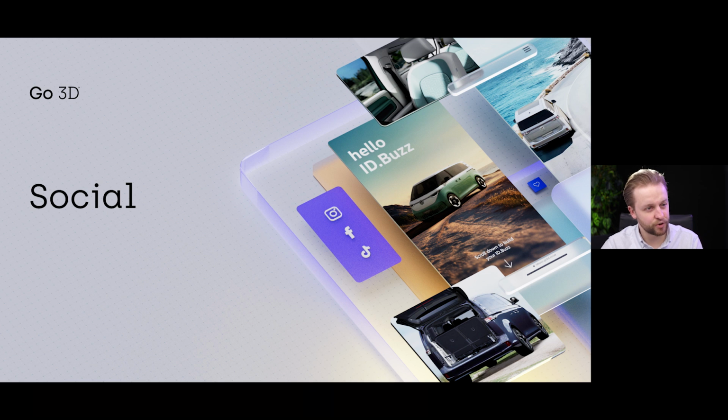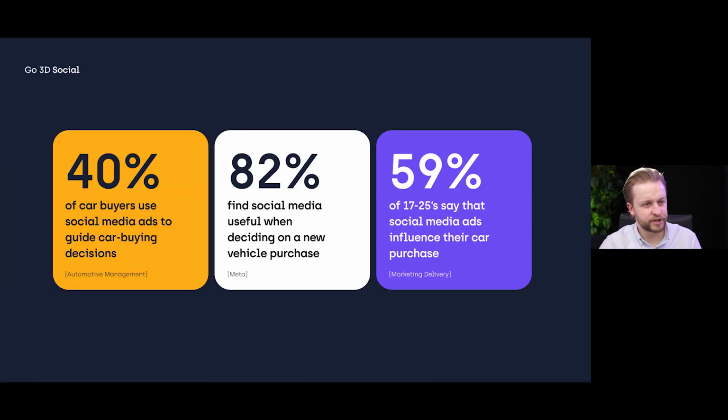Great, so that was the Go 3D Visualizer. Now let's take a look at our next Go 3D experience, Go 3D Social. And we know that social media's influence on car buying is increasing. 40% of car buyers use social media advertising to guide car buying decisions. Meta tells us that 82% find social media useful when they're deciding on that new vehicle purchase. And we see almost 60% of 17 to 25-year-olds agree that social media ads influence their purchase decision.